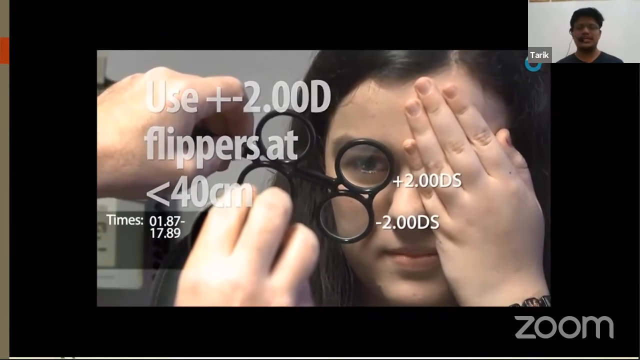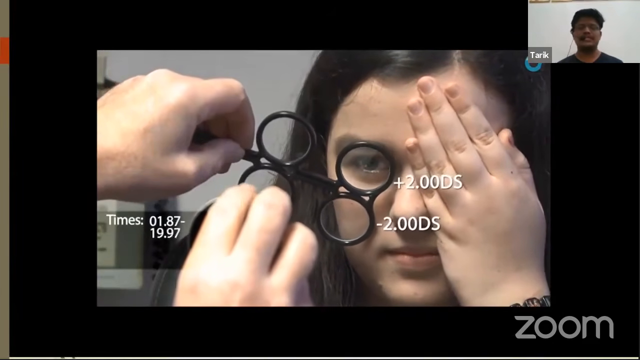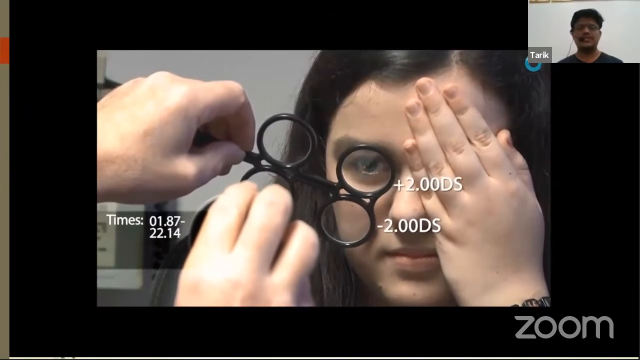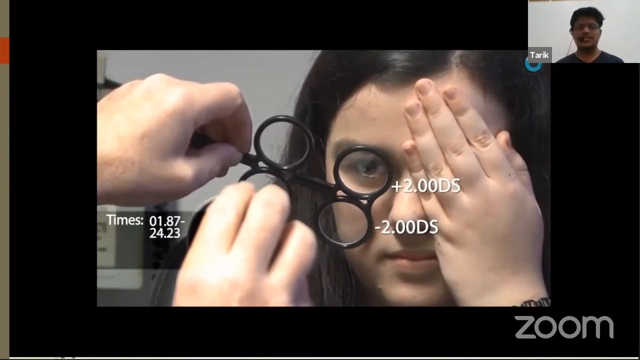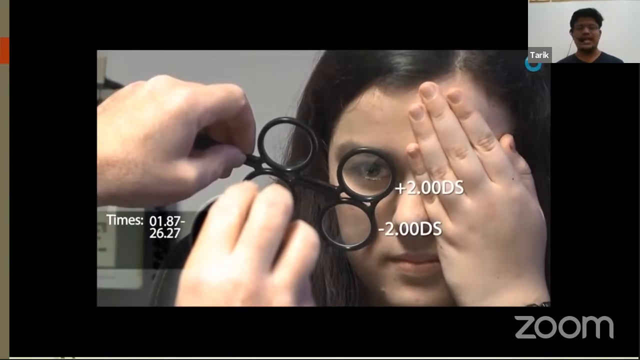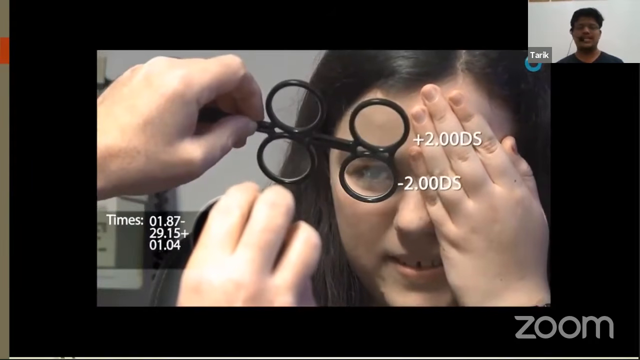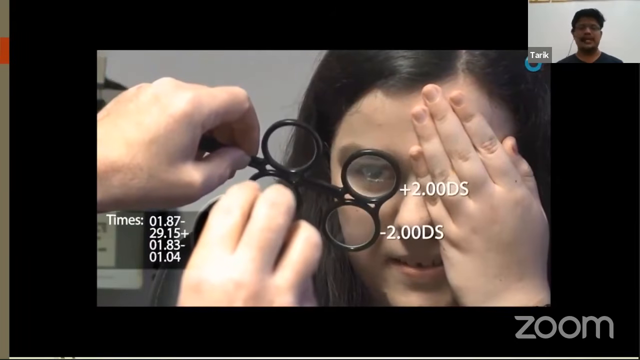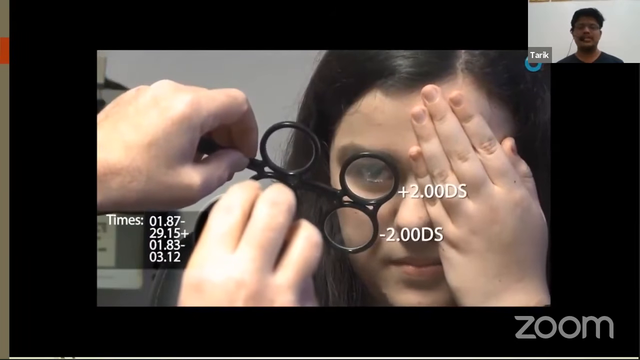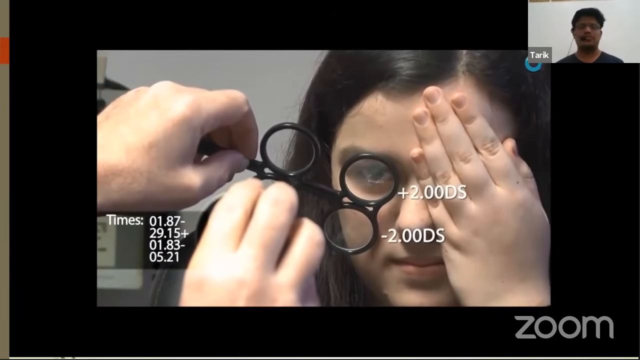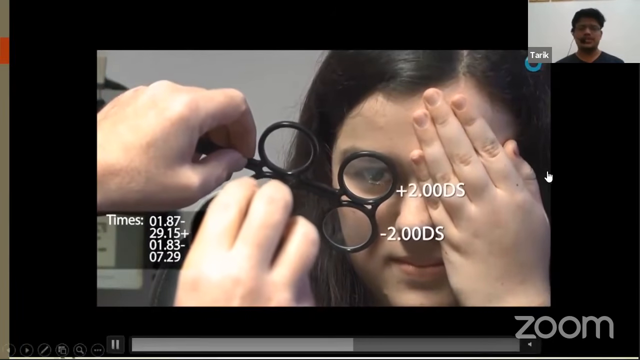As I said earlier, plus lens will be a problem when you are excessively accommodating. Because the patient is excessively using the accommodation, she's unable to relax it, and because of that she's taking more time to clear the plus side. The moment you see the minus side, why is it getting clear so easily? Because already she's using a lot of accommodation. So this is how you do it.